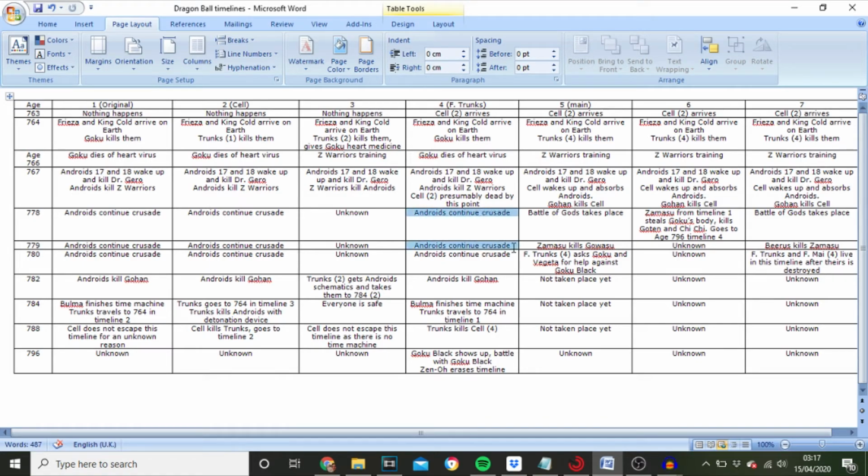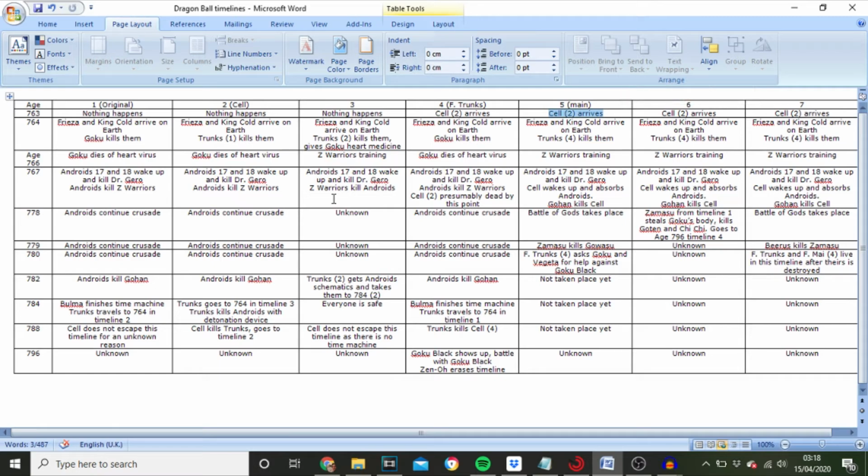So we've got here, androids are on a crusade during all this time. Androids kill Gohan. Bulma finishes the time machine. Trunks travels back in time to age 764 in the main timeline. And because this is where the timeline splits, everything before this point gets copied and pasted into timeline 5, which means that Cell, being in the history of this timeline, pastes in the history of this timeline. So these are the same Cell, but logically speaking, the Cell from this timeline gets copied and pasted into the timeline here.